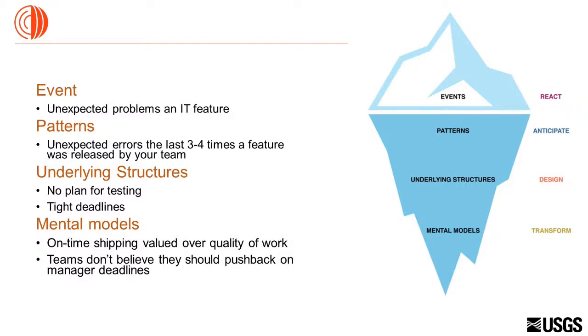Let's say you are the manager of an IT team, and you're getting ready to release some sort of IT feature. The event is that there's some unexpected bug or problem in the feature. You could initially say, go back and fix that bug. But if you realized, oh my gosh, there have been unexpected errors the last 3 or 4 times a feature has been released by my team, that would be a pattern, right? Think about that a little more: what's causing that?